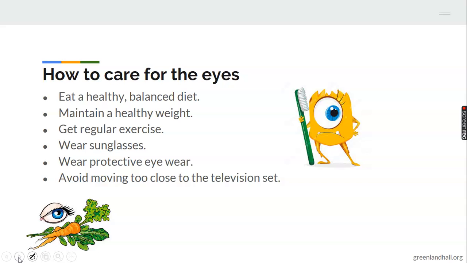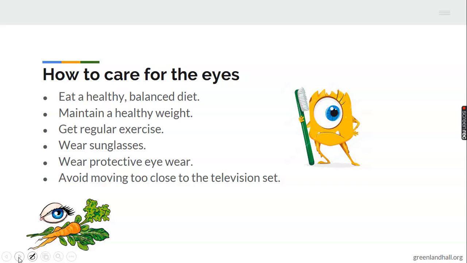Now, how do we care for the eyes? We have a lot of ways we can care for the eye. Number 1, we have to eat a healthy, balanced diet. You know, when we talked about balanced diet, it comprises nutrients from all the 6 classes of food in their right proportion. It should not be too much, neither should it be too low, in the right proportion.